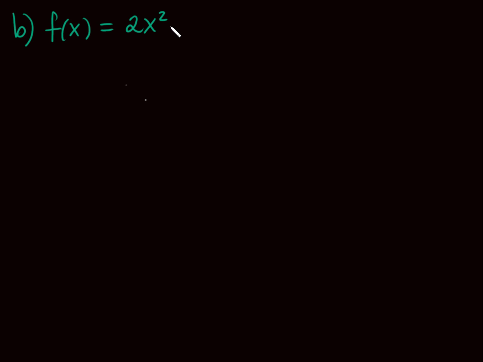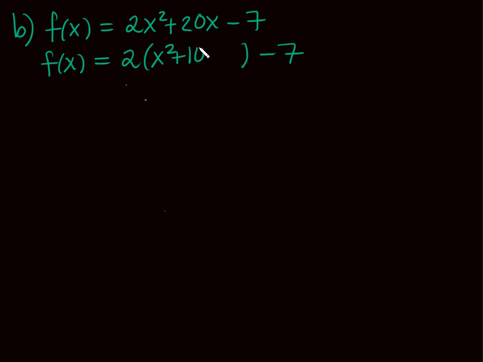Let's do 2x squared minus, we already did a minus. Let's do plus 20x minus 7, something like that. Okay, 2x squared plus 20x minus 7. So we know that I must have a 1 in front of my x squared term to be able to complete the square.